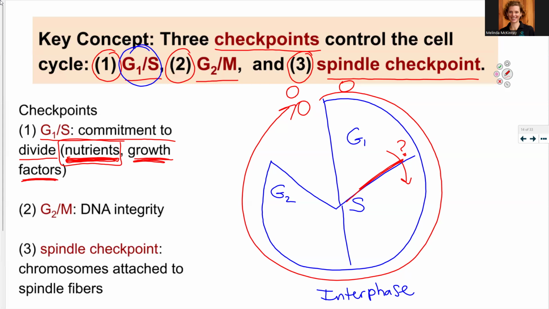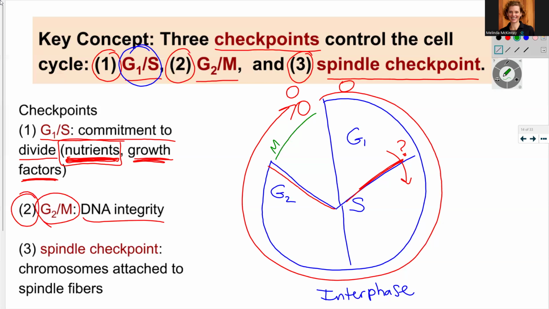The next checkpoint is between G2 and M. So that's looking primarily for DNA integrity. So between G2 and M, so M phase is here. We're doing mitosis in this chapter, so we'll call it the mitotic phase. This is the nuclear division. So the checkpoint here is going to look for the DNA integrity. So before it goes into the mitotic phase, it's going to check, was the DNA properly replicated?